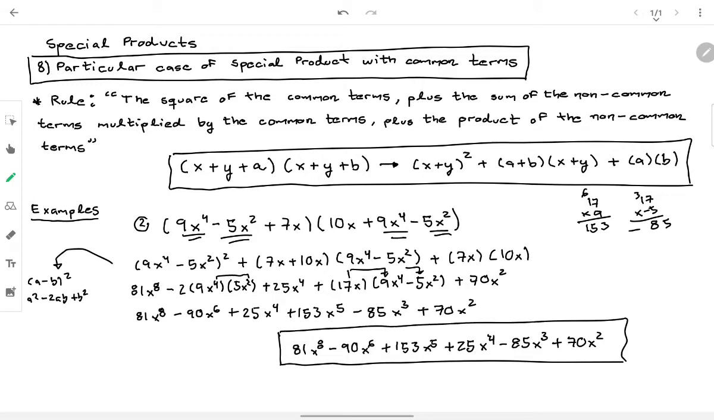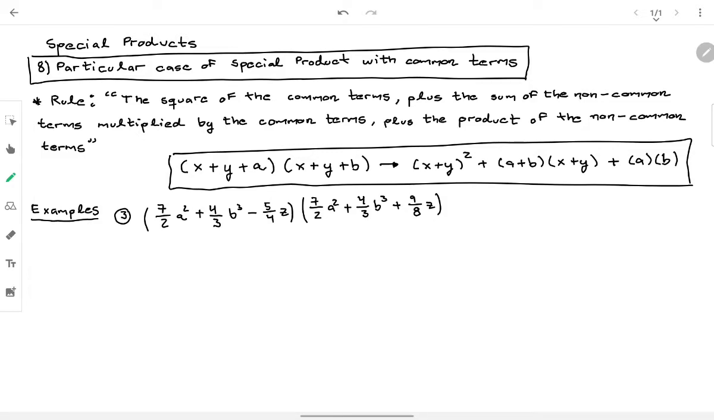So as we saw, it's the same using the specific formula: the common terms squared, plus the addition of the non-common multiplied by the commons, plus the product of the non-common terms. So let's see another example. The next exercise is going to be with fractions, but it's the same.